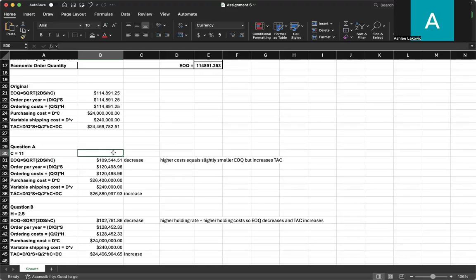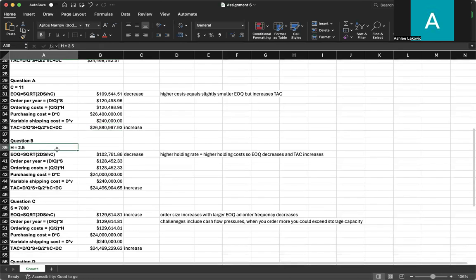Now it's decreased from the original, so it's 109,000, so roughly about 5,000 decrease. Higher costs equals a slightly smaller EOQ, but it increases the TAC. So as you can see, the TAC went from 24.5 million to 26 point almost 9 million.